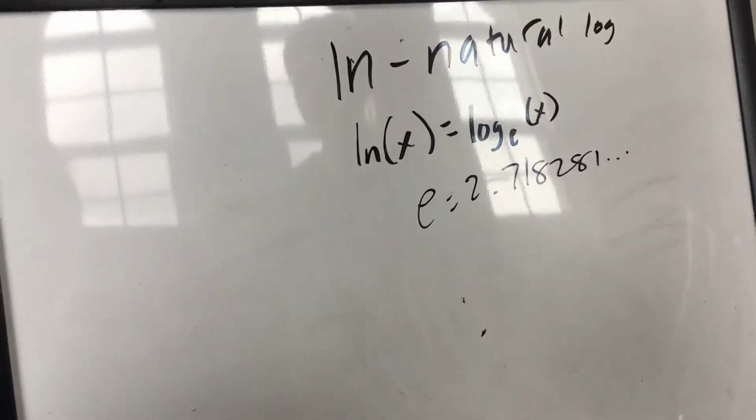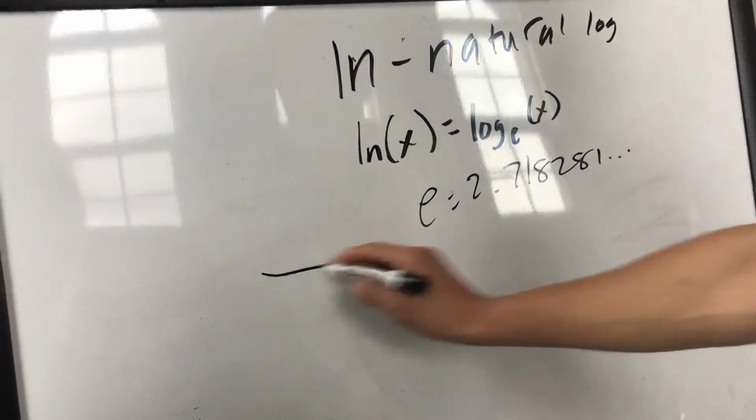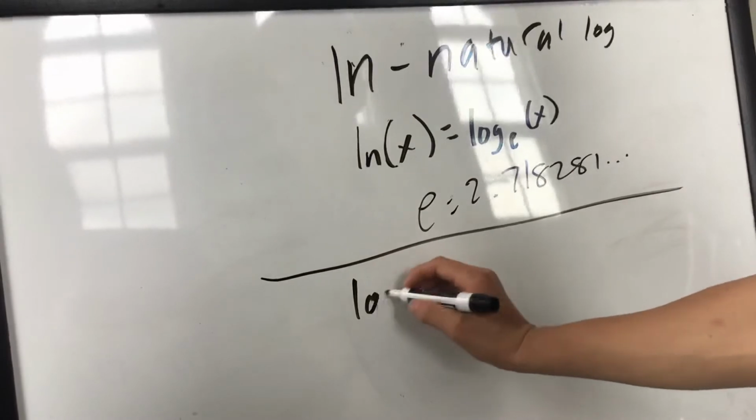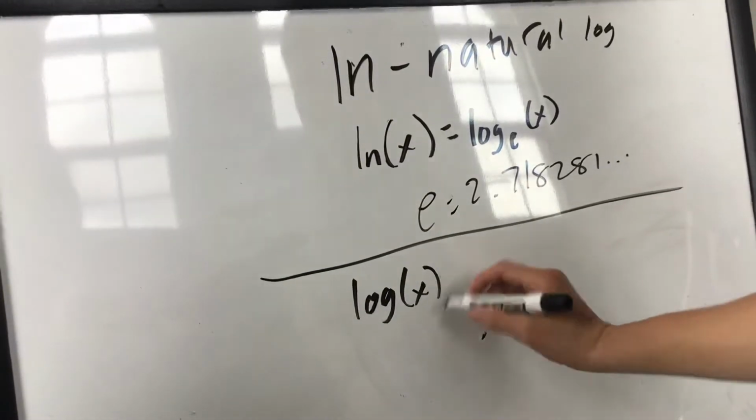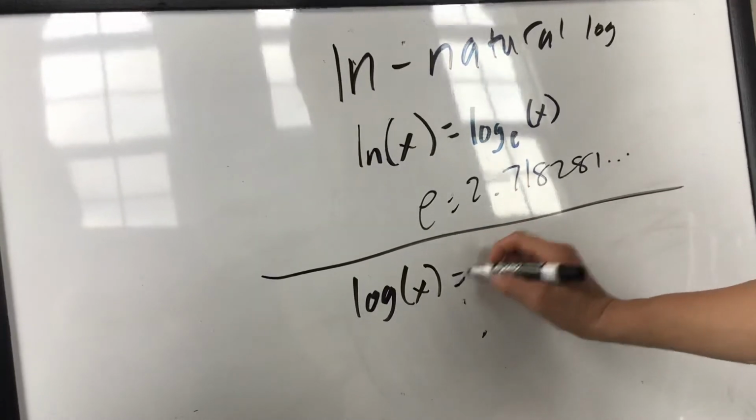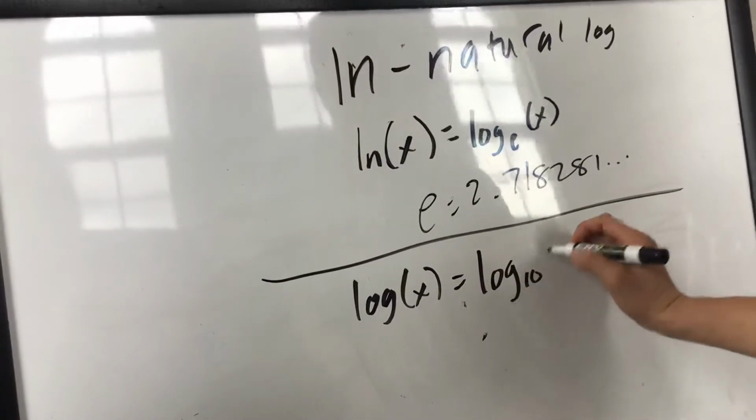The second way you'll see logs written that might be slightly confusing is just log of x. Typically they assume that this means log 10 of x.